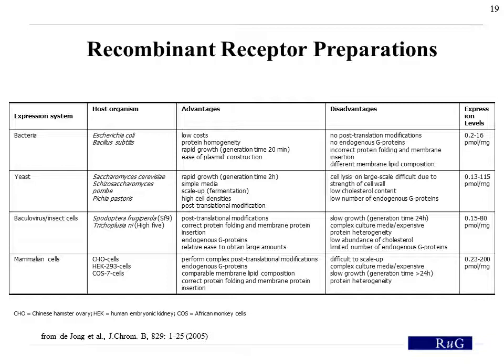At the end, it is important now to also pay attention to the expression levels on the right. Even in mammalian cells, we are dealing with very low expression levels. You see 0.2 to 200 picomole per milligram of total protein. This is about the same for all the expression hosts, meaning that receptors can generally not be expressed at very high levels, so that means that their production is fairly expensive.